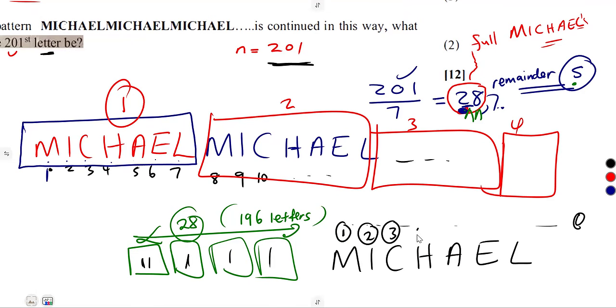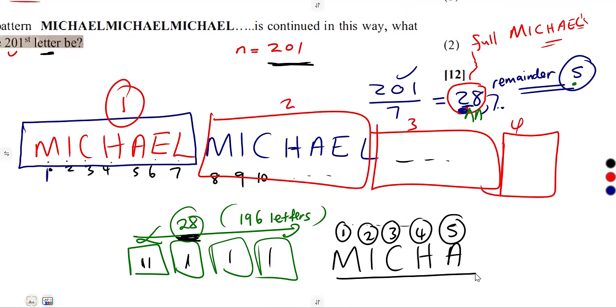So this is 3, this is 4, this is 5. The 5th term on our remainder. It means when we're covering Michael, after 28 Michaels, the remaining 5 letters could not finish the word Michael. So the 5th one, this one is the 201. That is where our N is at 201. So what is that letter? The letter is A.